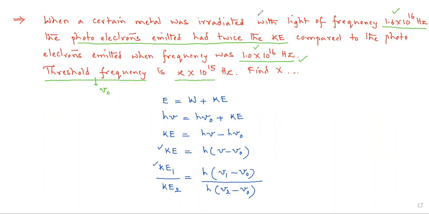So now let us substitute the things. What is the kinetic energy in the first case? It is clearly mentioned that the kinetic energy in the first case is 2 times of the second case, right? That means if the kinetic energy of the second case is 1, then the first case would be double to that. Nothing but 2. Then, of course, this H and H get cancelled, right? How about the nu one? Nu one is the first case. It is this, minus nu naught. Nu naught is, of course, this. So let us find the nu naught. Of course, after finding, we can write the value of x. Right. Then in the second case, it is this minus nu naught.